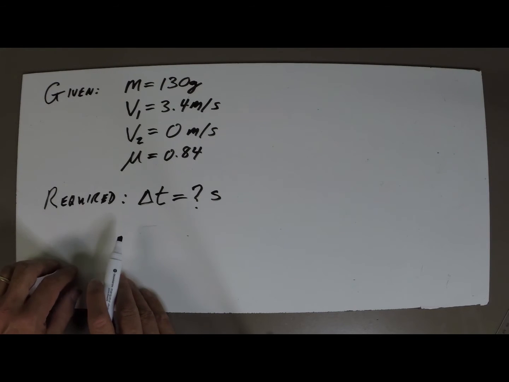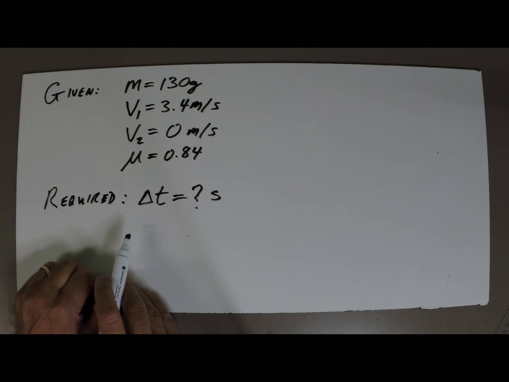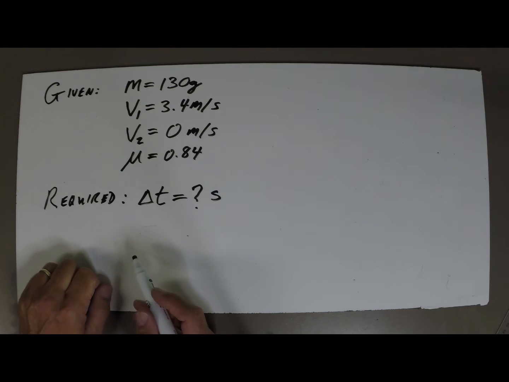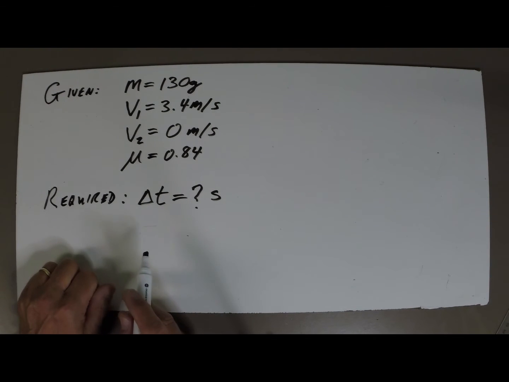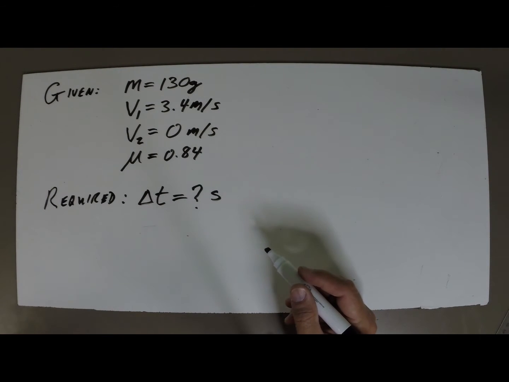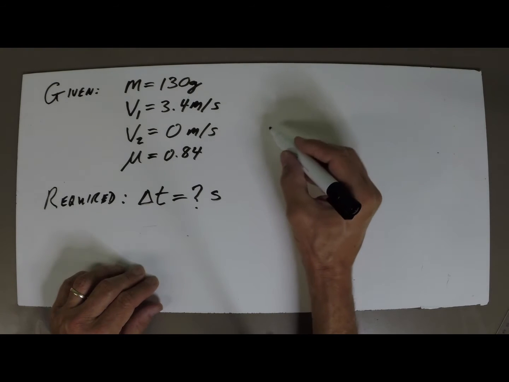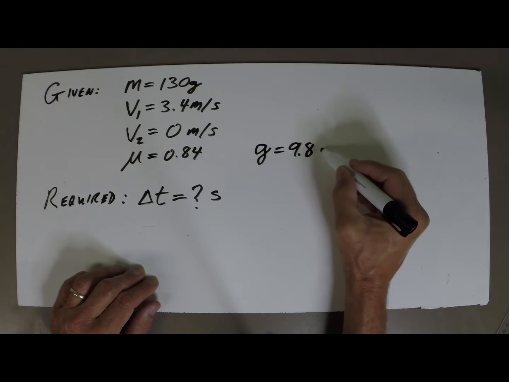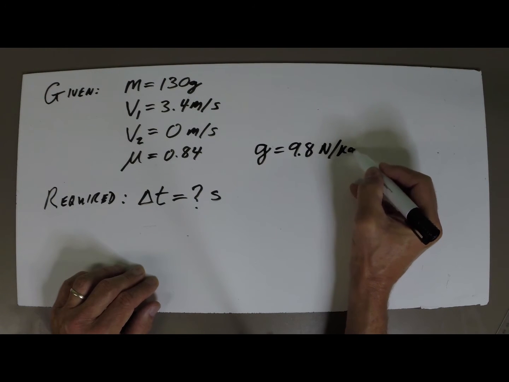Now, two things you should think about at this point in a problem. Is there any additional information such as constants that you will need to use? Because we are dealing with friction here on a horizontal surface, the cause of the friction is the normal force of the surface preventing it from going downwards. And that's balancing gravity. And so we do need some information about gravity. So we will include g equals 9.8 newtons per kilogram.